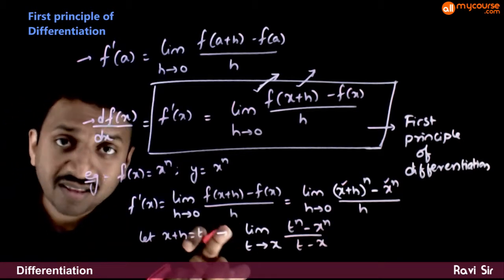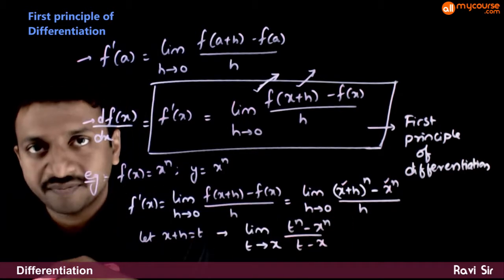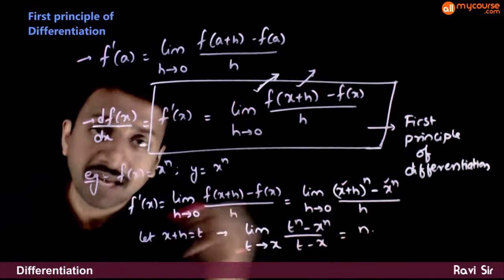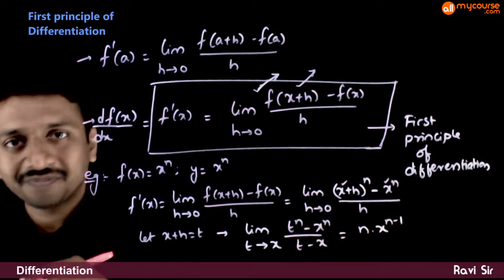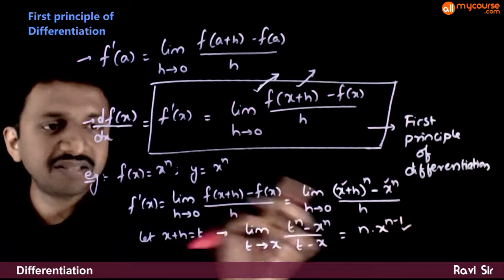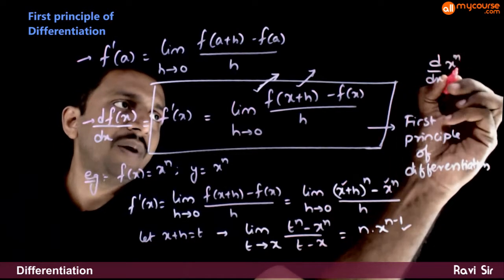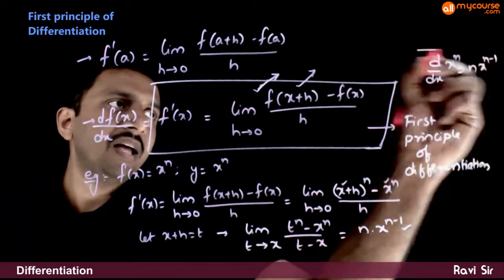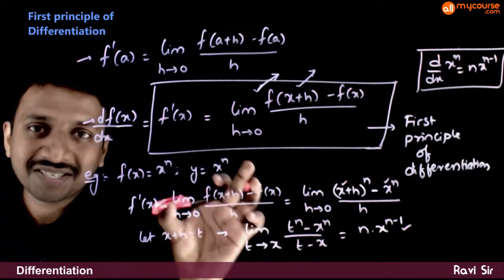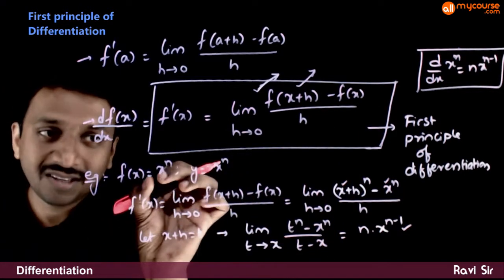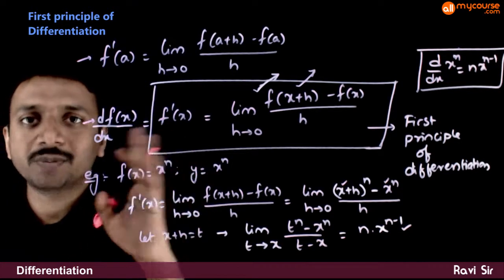So this looks like the standard limit x tends to a, x power n minus a power n by x minus a. So what is the value of this limit? n times a, the constant x here, power n minus 1. So this is the differentiation of this function. So d by dx of x to the power n is equal to n times x power n minus 1. So this is our first derivation of the differentiation of some standard function. So x power n's differentiation is n into x power n minus 1.